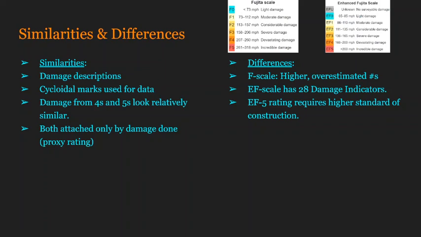The damage descriptions, at least on Wikipedia, which I do trust for stuff like this for the most part, are the exact same. Again, this is only on Wikipedia. It could be different with the NOAA or NWS, which I would assume it would be. You will notice that damage from high-end 4s and normal 5s will look very, very similar. And again, both the Fujita Scale and the Enhanced Fujita Scale are proxy ratings. These are attached only after the damage has been thoroughly surveyed.